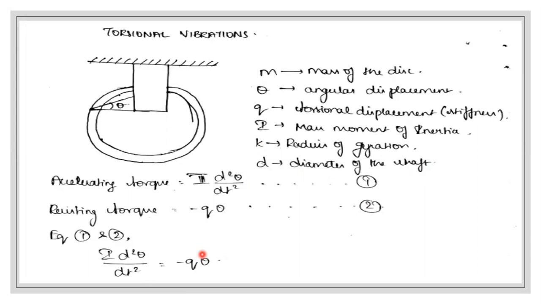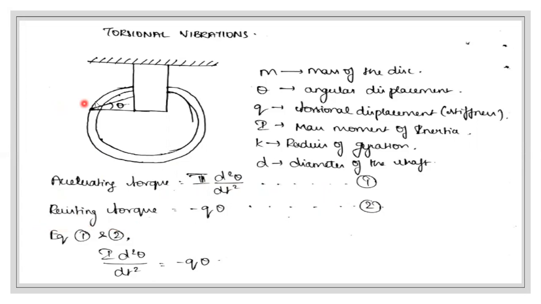In springs, there will be two forces acting. One will be the resisting force and another one will be the accelerating force. In the same way, we will be comparing these two things. Instead of accelerating force, we will be having an accelerating torque. In springs we wrote accelerating force is equal to m d square x by dt square. So instead of m we will be replacing with I, and instead of x we will be replacing with theta. So this is the basic difference. Accelerating torque is equal to capital I d square theta by dt square, and this is equation 1.